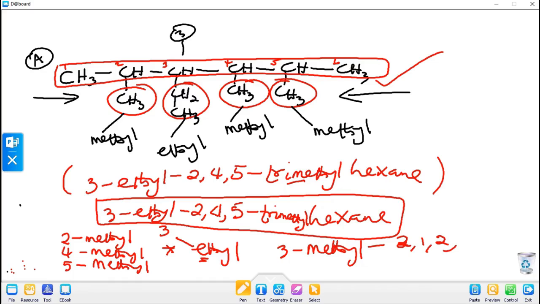So this is rule 3. We have now seen rule 3. So let us proceed to looking at our next rule, which is rule 4.